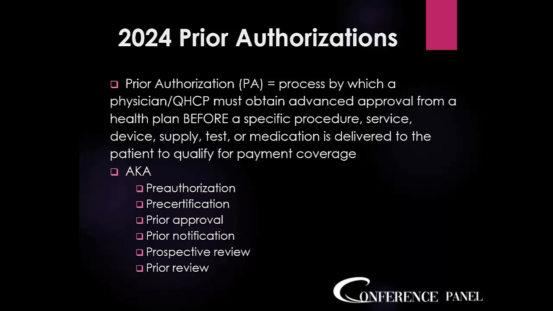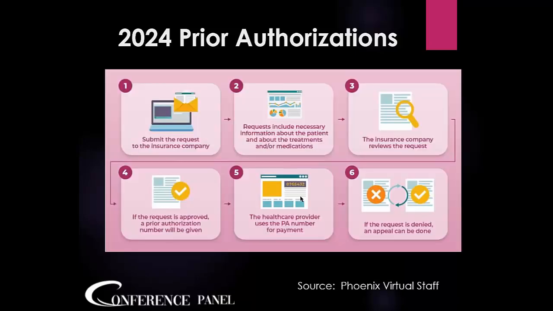So let's talk about prior authorizations. Basically, it is a pre-approval process. The provider or doctor, the physician, has to get advance approval from the health plan, a third-party payer, before a specific test, procedure, service, medication, drug, or device. They basically have to get their approval, and insurance companies can have many different methods for prior authorization. You have to make sure you submit the request in the method that the insurance company requires.